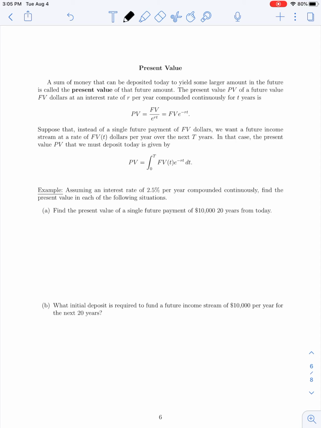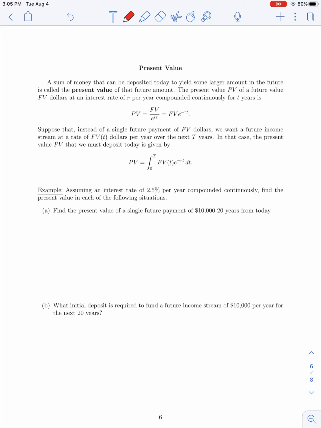So in the next part of our section, we'll talk about some other applications of integration. And the first one is determining the present value of some future income stream.